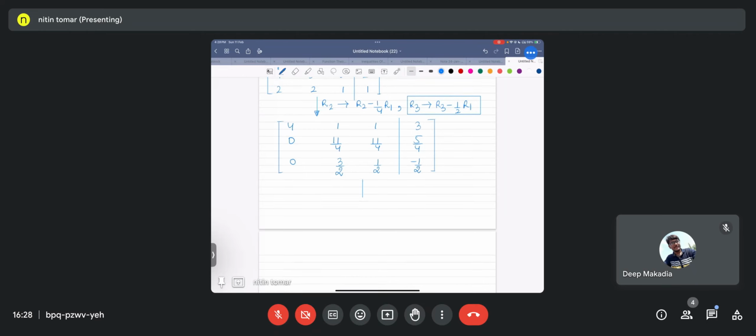Okay. Now which one is bigger, 3 by 2 or this? 11 by 4 is greater, right? So no need to interchange. Yes, sir. And how will you do the row operation? R3 goes to R3 minus 6 by 11 R2. Just a minute. 3 by 2 minus, you have 11 by 4 here, so you need to multiply this and 3 by 2. Yeah, so 6 by 11. Yes, sir.